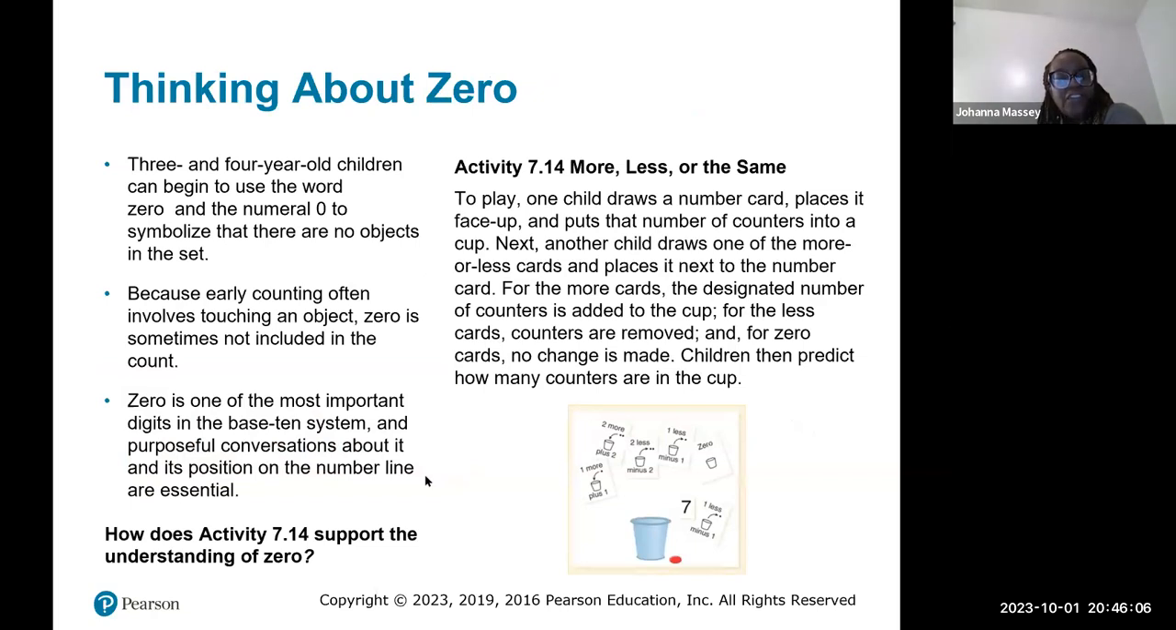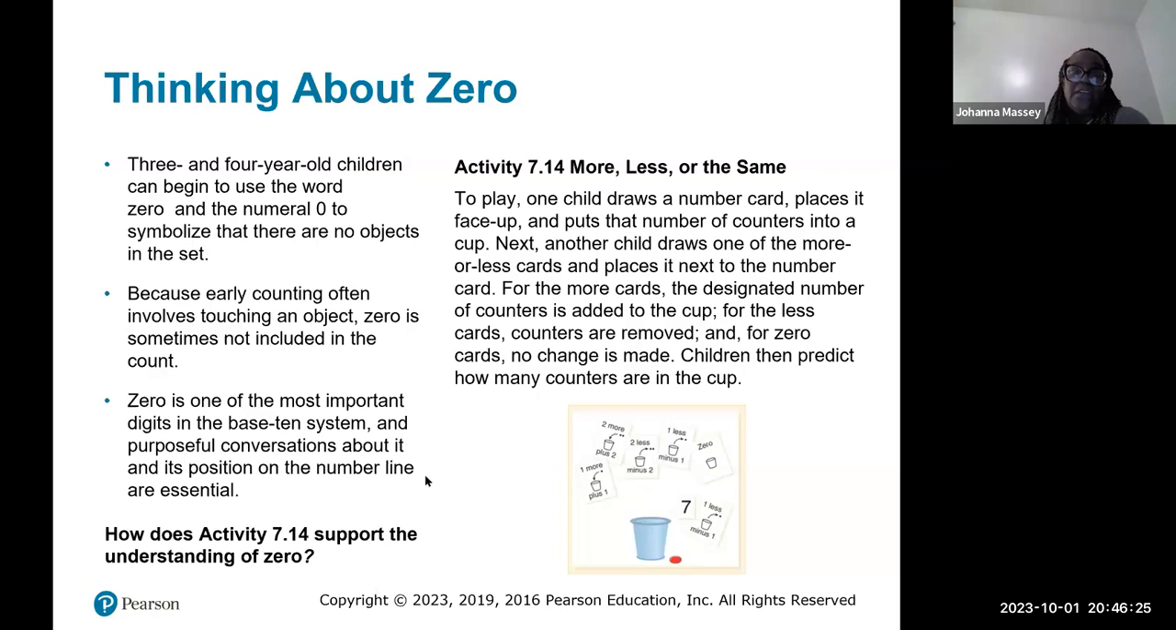Because early counting often involves touching an object, zero sometimes gets left out. So when you start the counting series, make sure that your students know that zero is a number. It's a real thing and it represents something. Okay. Zero is one of the most important digits.